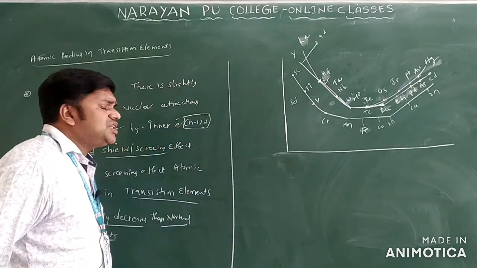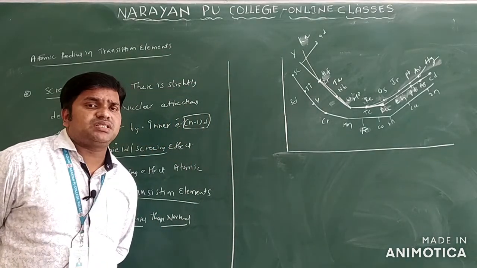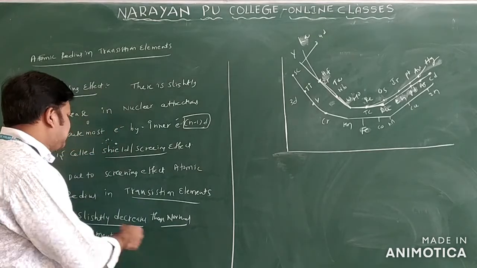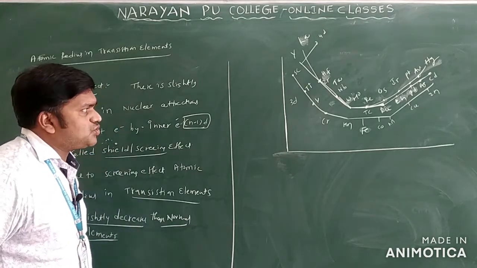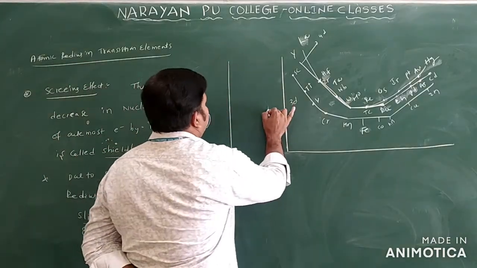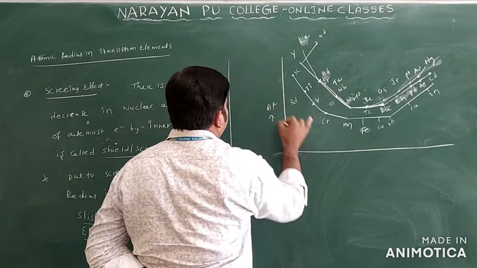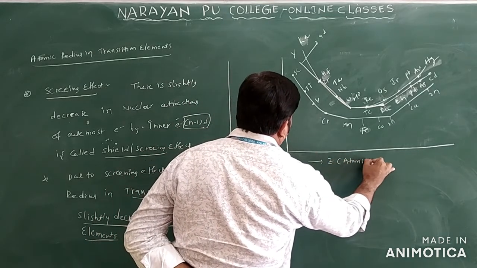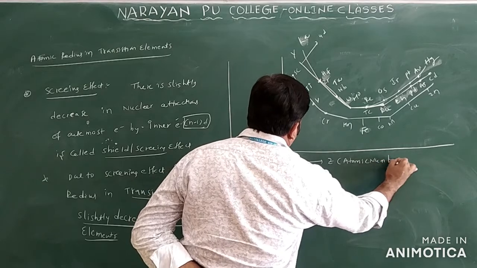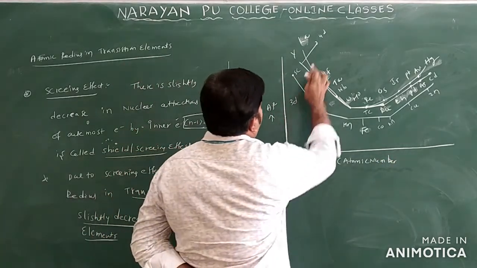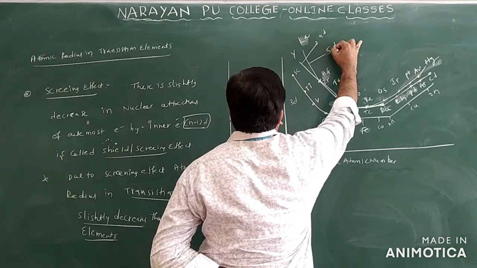Due to the shielding effect only, transition elements do not follow the regular trend like the normal elements. There is only a slight decrease in the nuclear charge of the elements. Here I have taken the atomic radius against the atomic number Z. You can see the 3D series, this is the 4D series, and this is what series?